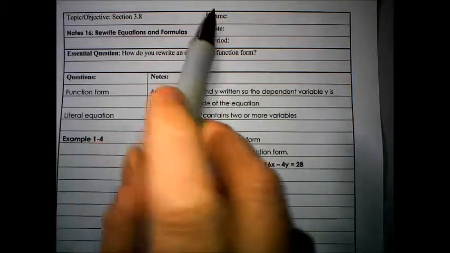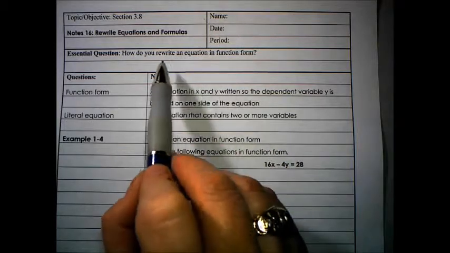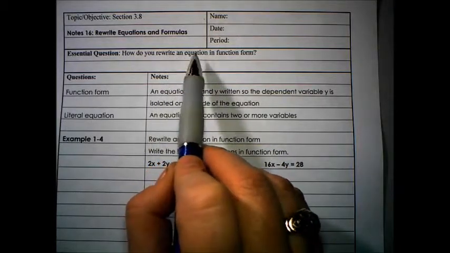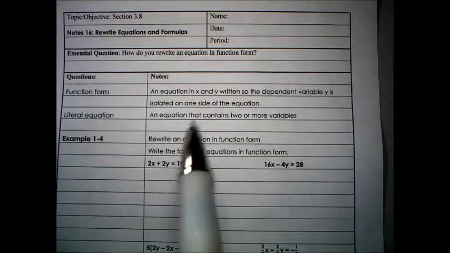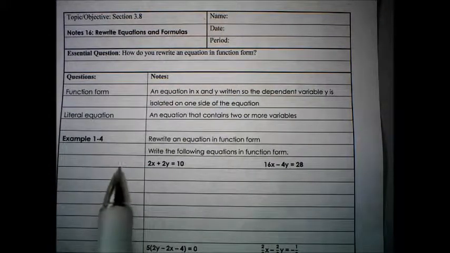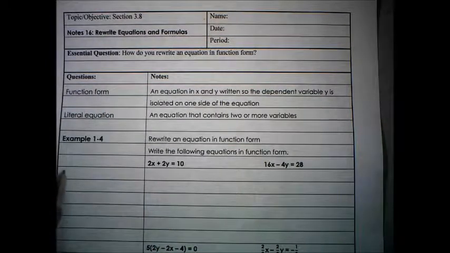To rewrite an equation in function form is writing it, moving the variables to the right side and all constants to the right side by doing the inverse properties to get y all by itself.